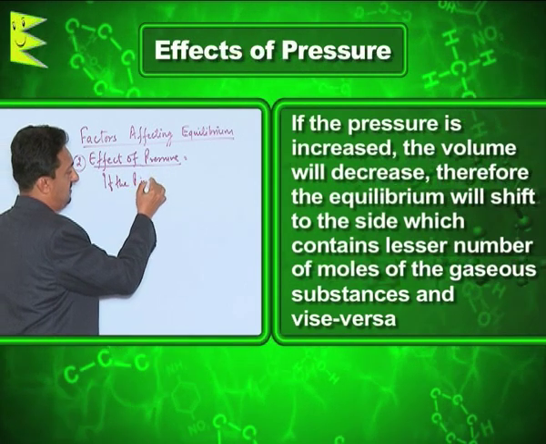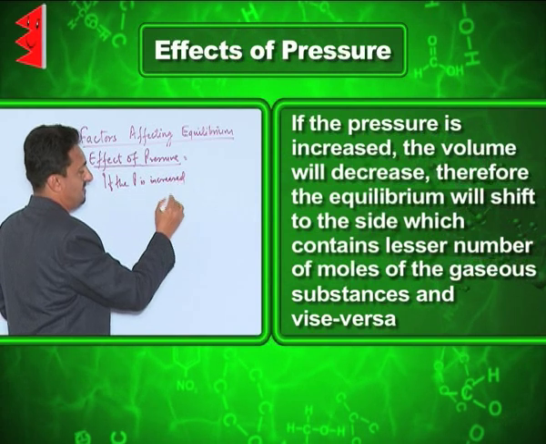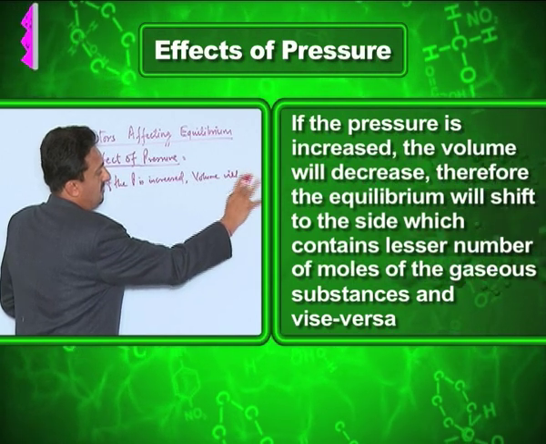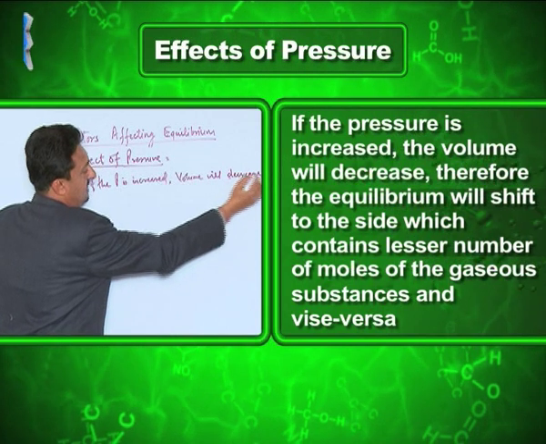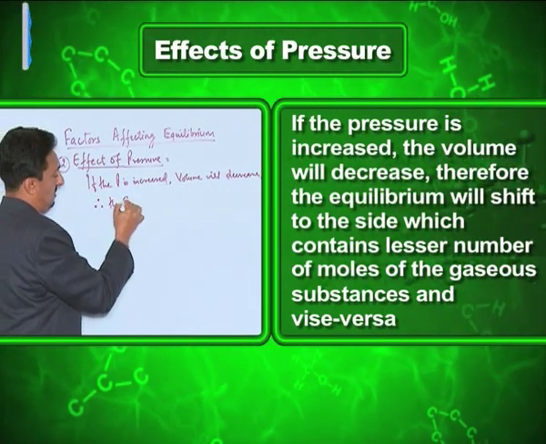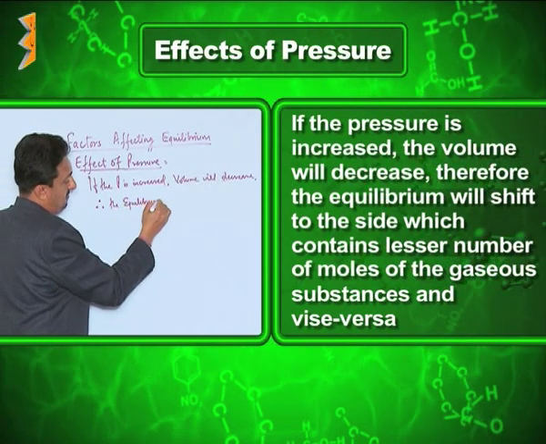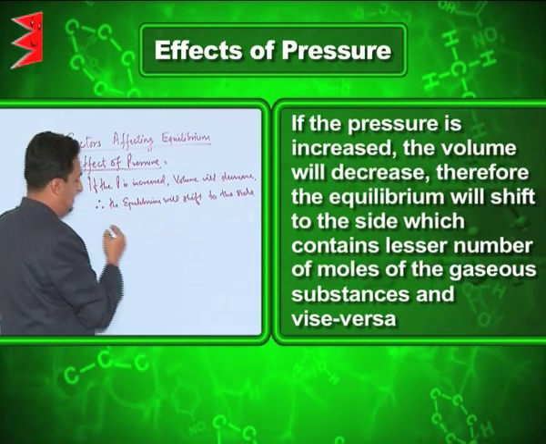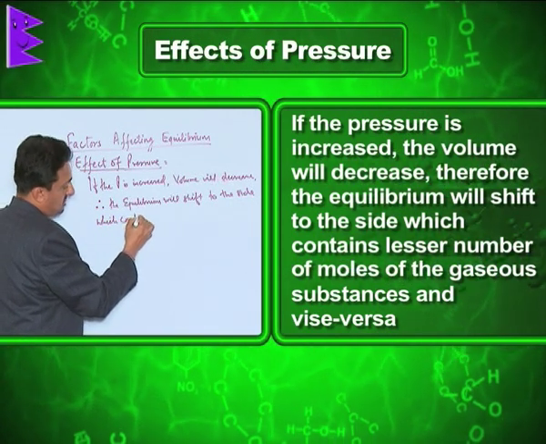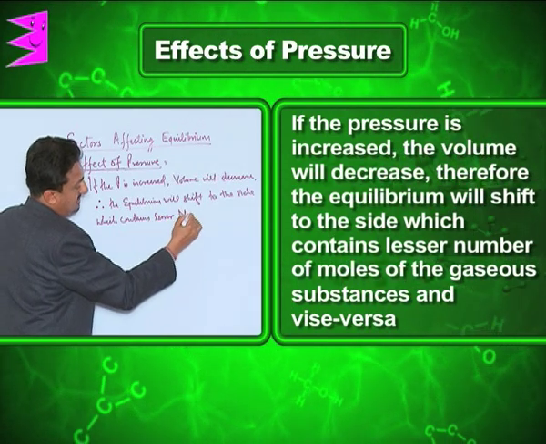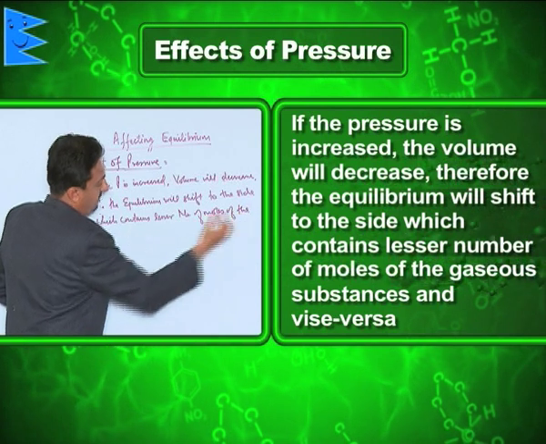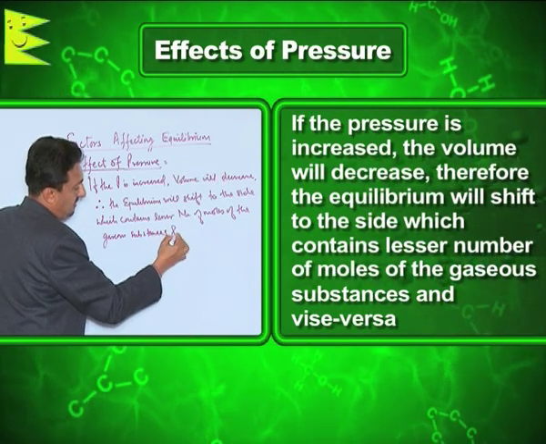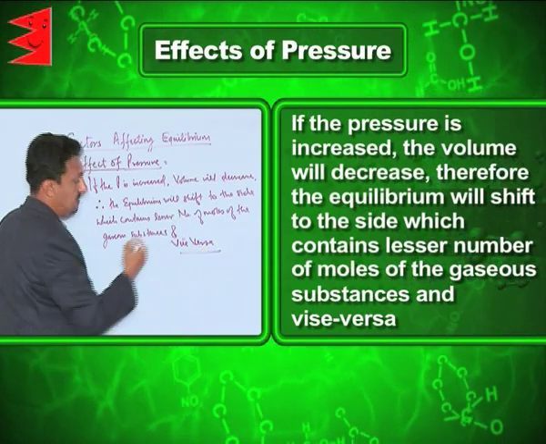the pressure is increased, volume will decrease, therefore the equilibrium will shift to the side which contains lesser number of moles of the gaseous substances, and vice versa. It means what?